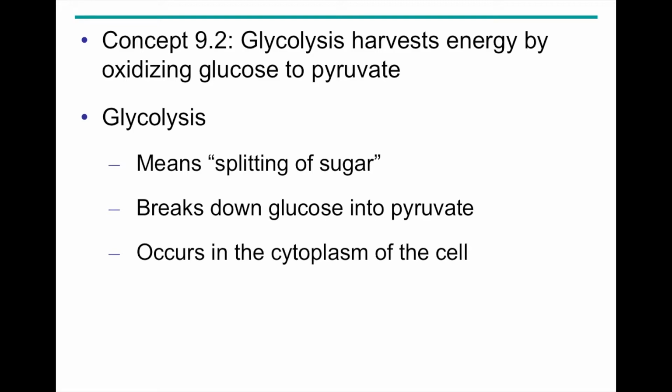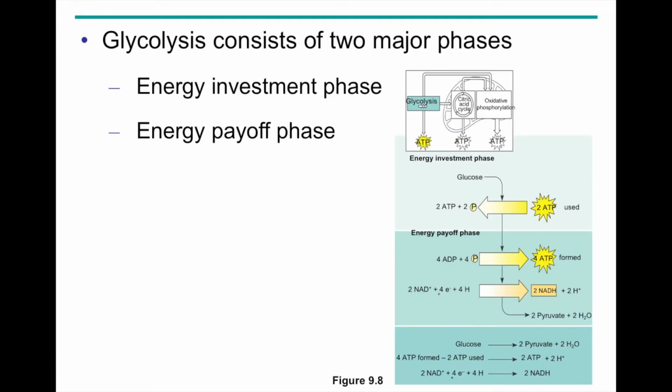Okay, glycolysis. As I mentioned earlier, lysis means splitting, so we are splitting the glucose molecule. It breaks down glucose into pyruvate, and it occurs in the cytoplasm or cytosol of the cell. There are two major phases of glycolysis. The first part is the energy investment phase, in which we need to put ATP molecules into it before we get any energy out of it. So two ATP molecules are put into glycolysis, but then we transition into the energy payoff phase, where we get four ATP molecules, and we get the formation of 2 NADH, which is acting as, once again, our electron carriers.